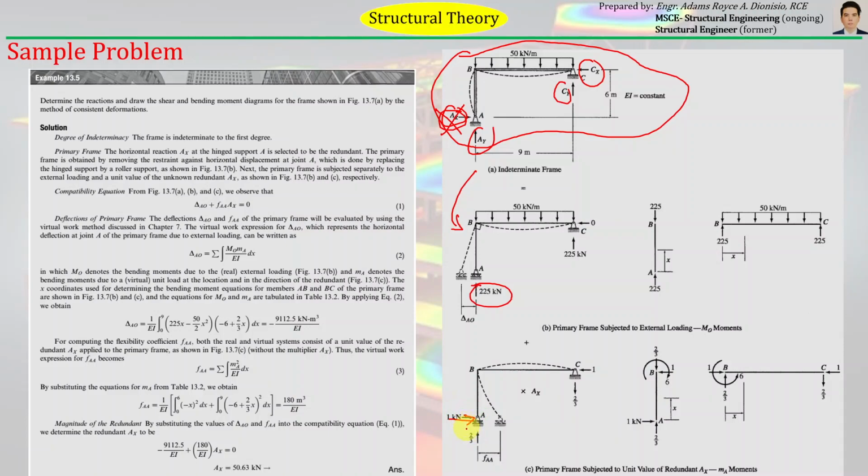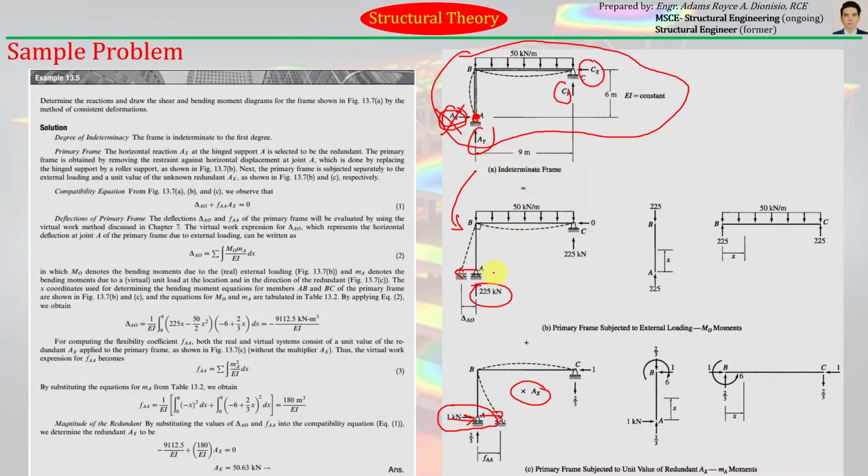We have to return it, and then this will be the corresponding response of the structure if we apply an external load equal to the redundant force. And again, for simplicity of solution, we can express this in terms of a unit load multiplied by the redundant force AX. It will revolve around computing this amount of deflection and this amount of deflection, and their corresponding sum must equal the deflection of the original given structure at that particular point, which is the joint A.